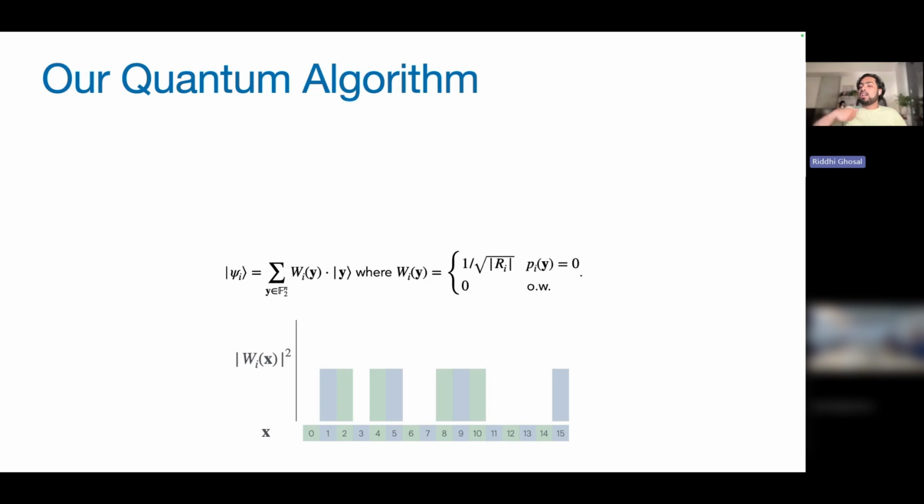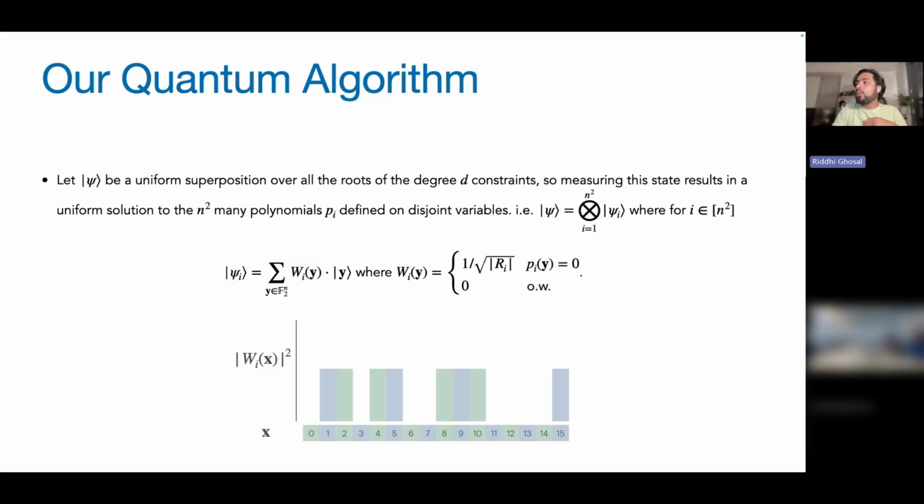The second thing that you can do is set up these states called psi i's. Imagine every polynomial that you picked, and basically set up a uniform superposition of the roots of that polynomial, right? So your weight vectors will be 1 over the size of the root set if it's a root, otherwise just pick it to be 0, right? So psi i is a uniform superposition of all the roots of the polynomial pi. And then you just take another step where you tensor all of these psi i's together to get your effective psi. So this psi is basically a uniform superposition over all of these n squared many polynomials simultaneously. And again, this state can also be set up fairly easily.